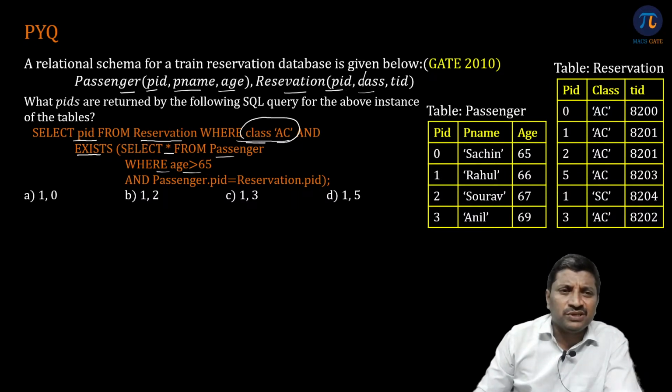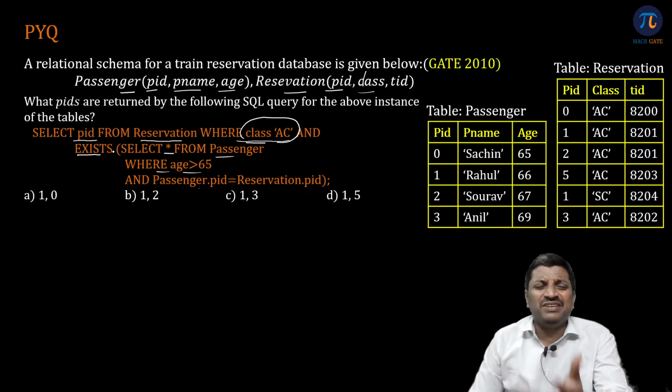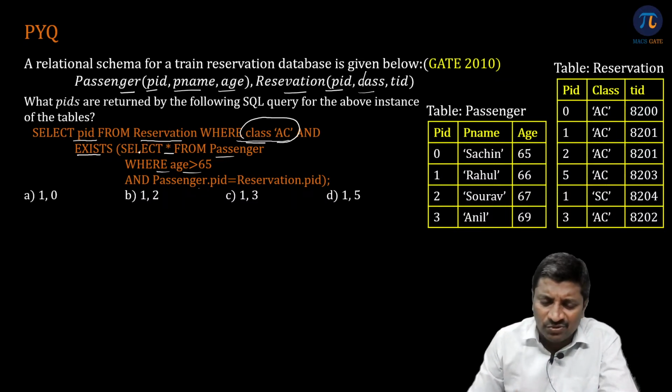One minute, sir. Just give me one second. So PID has been selected, sir. That PID must be equal to passenger ID. Okay, fine. And age must be greater than 65. Sir, instead of exists, you can simply write the general query also, sir. Just to confuse us, they give an exists keyword. Let us discuss it.